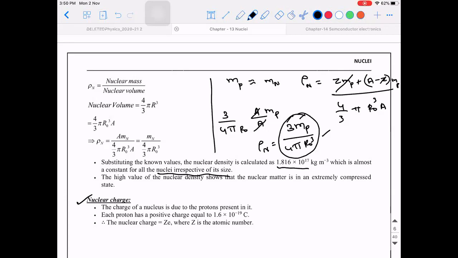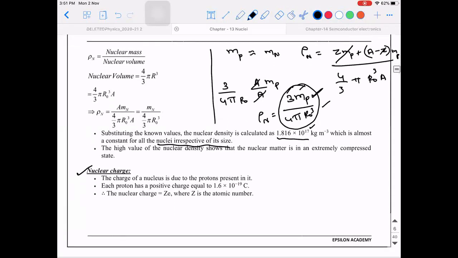Try to understand the mass of the proton is how much? Mass of the proton is approximately 10 power minus 27. So if that mass has to come to 10 power 17, imagine the number of protons that have to be put within a 1 meter cube volume. Means more number of particles are cramped within a smaller volume. So from this, we can say that its nuclear density is very high and the nuclear matter is in an extremely rich state. It's in a very much compressed state.